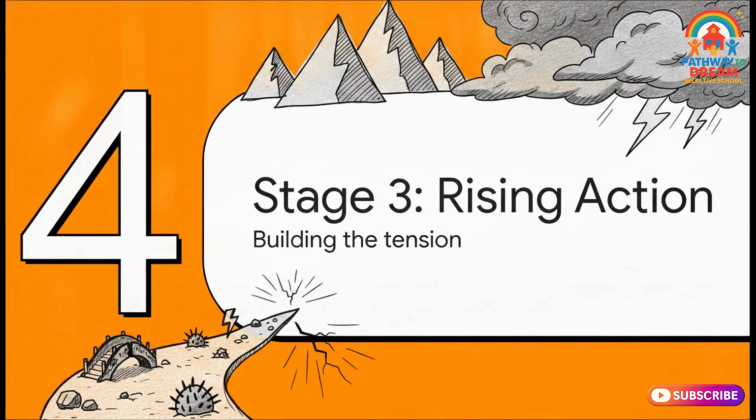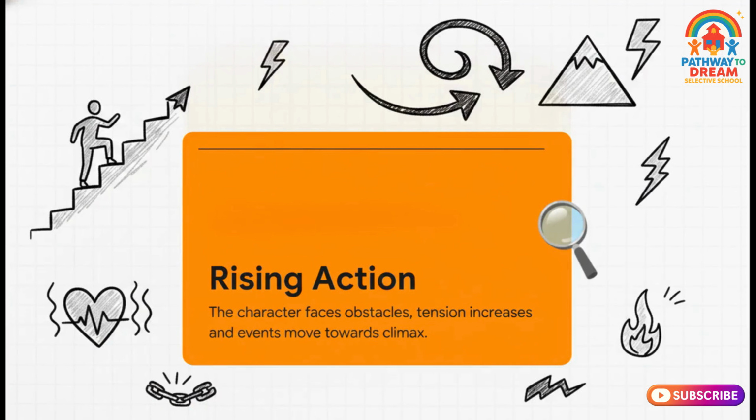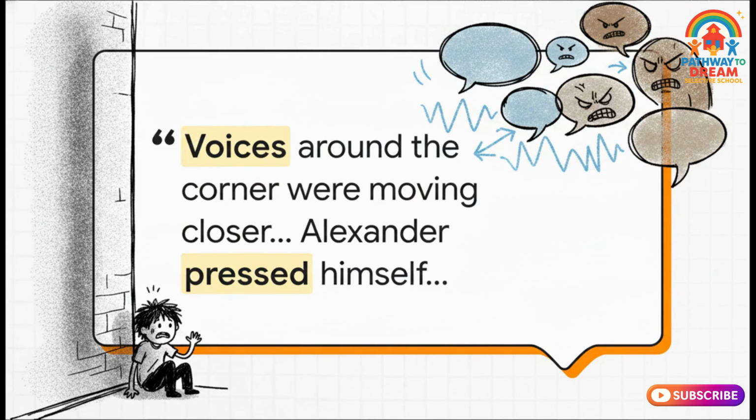Moving right along, Stage 3, rising action, building the tension. During the rising action, your conflict really develops. The character faces obstacles, tension increases, and events move rapidly towards the climax. Think of this stage as the literal engine of the story. It's throwing hurdles at your protagonist. It's forcing them to react. It's designed to steadily increase the heart rate of the reader. Just feel the urgency in this quote.